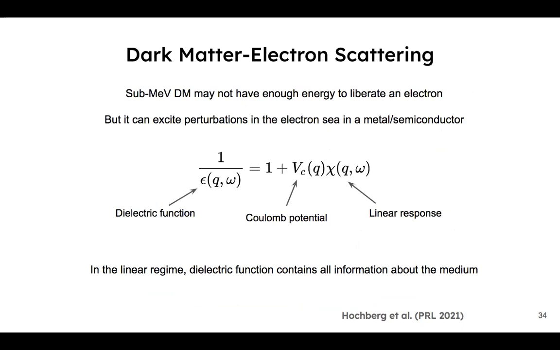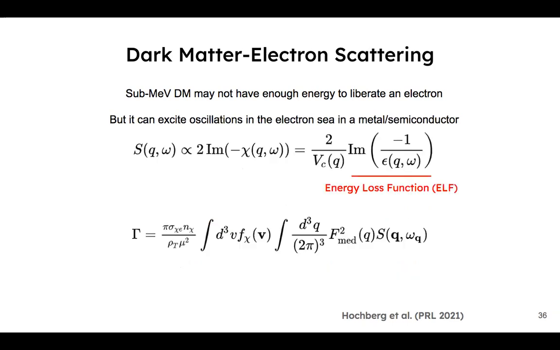And the way to go with this was shown in a nice paper: the linear response of any medium is related to the dielectric function of that medium using the fluctuation dissipation theorem. Epsilon is the dielectric function, and I is the linear response at a given momentum and energy, and this is the Coulomb potential, which comes in because electrons in any medium interact with each other through the electrostatic potential.